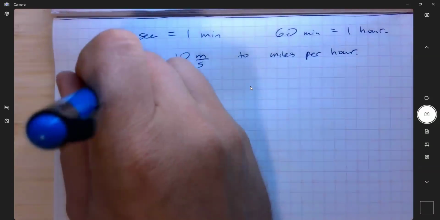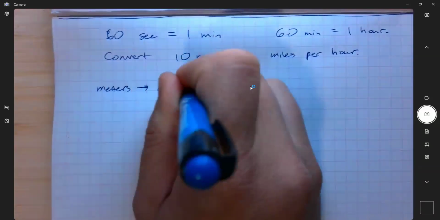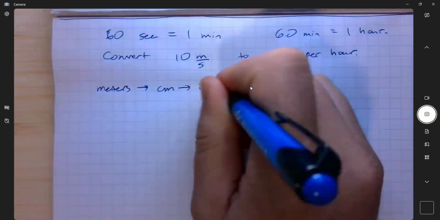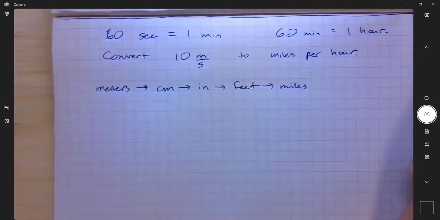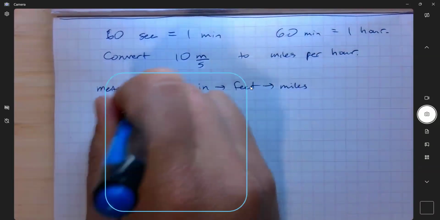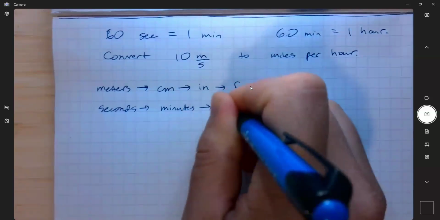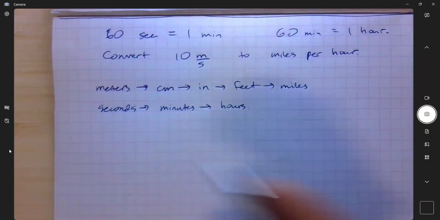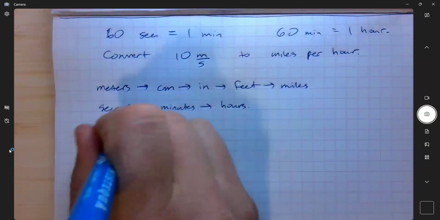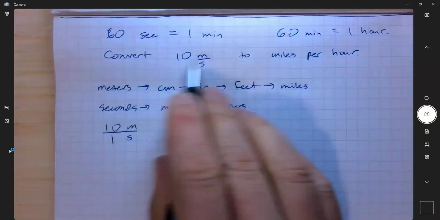I want to go from meters to miles. So to get that, based on my table, I'm going to have to go through centimeters to inches to feet to miles. And the seconds, I want to go to hours, and I have to work through minutes. But once I know the order that I'm stepping through my units, I can write all of my multiplication factors down.